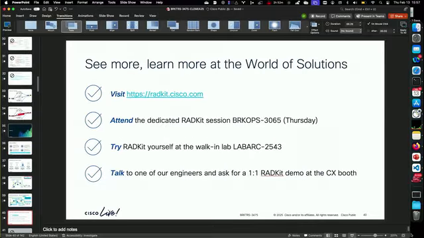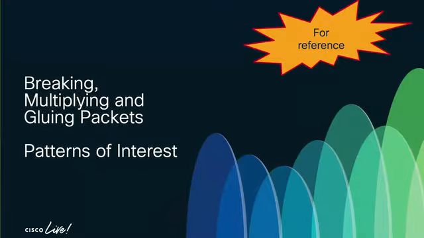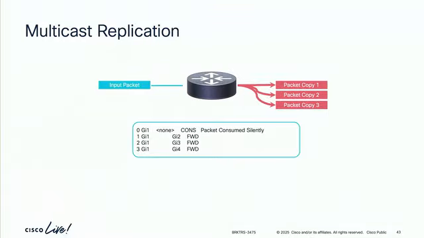Oh, yeah, last thing. And I'm going to address your question here. So going back to the packet tracer. Patterns of interest, multicast replication. So what happens if a packet enters and there are multiple copies of that packet going out? This is what the packet trace will look like.